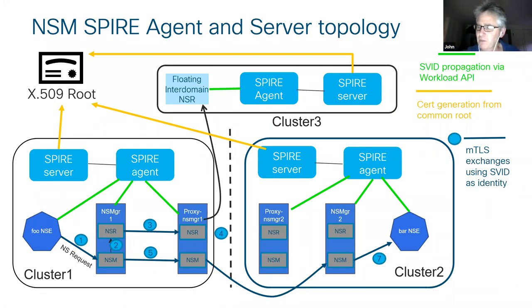You'll see that there's nothing really outstanding or novel about this architecture. I showed it before, but if we superimpose what I showed you just before, we have Spire servers, Spire agents, and some cert generation. In the case that I'm showing here, we're going to show a common root. I was expounding on how that's a little limiting, but nonetheless, that's what the demo will currently do. And then my key over here tries to show some of the SVID propagation that happens and the mTLS exchanges that come along the way.